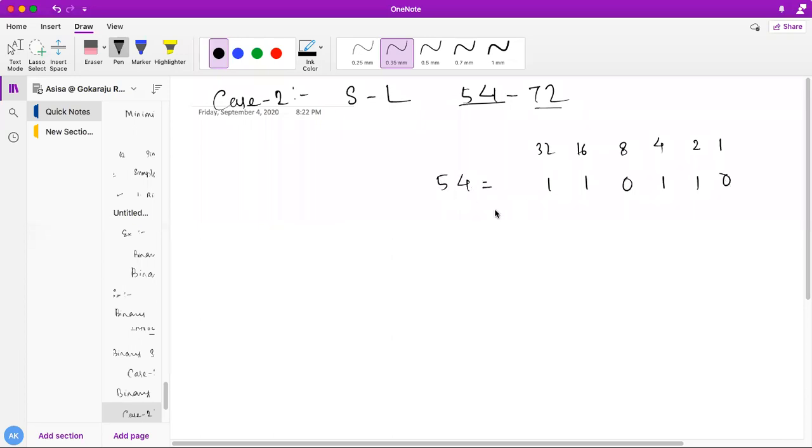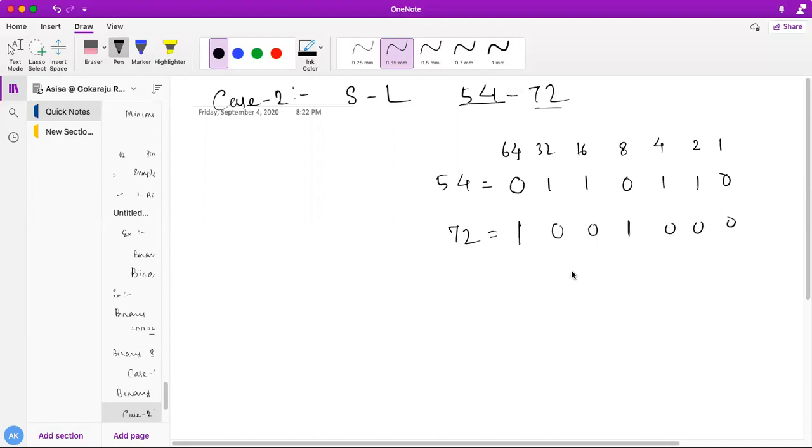Okay, so this is my minuend. Next, for 72, with the help of 32 we cannot make it. So we take another weightage, 64, and as we know that we require this many bits, you can put a 0 over here for 54. So 64 plus 8 is 72. Other places are 0.